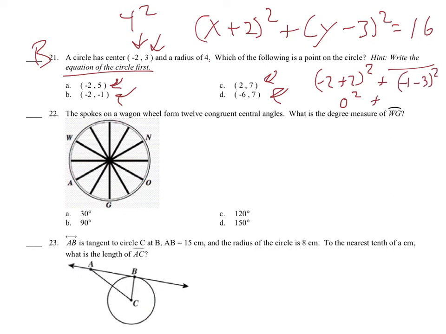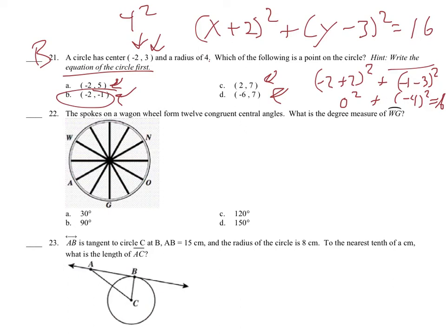Well, that ends up being negative 4 squared. When I square negative 4, does that equal 16? Yes, it does. It's the only one that makes both sides of the equation equal. That's how you'll make sure that it is on the circle. The other points are not on the circle.